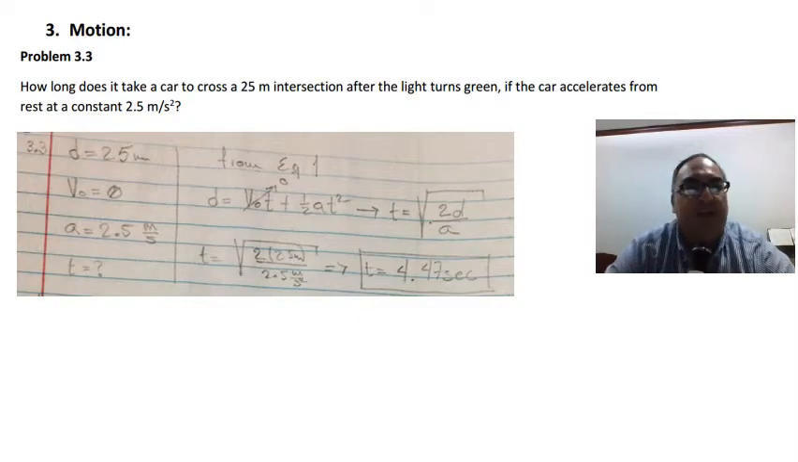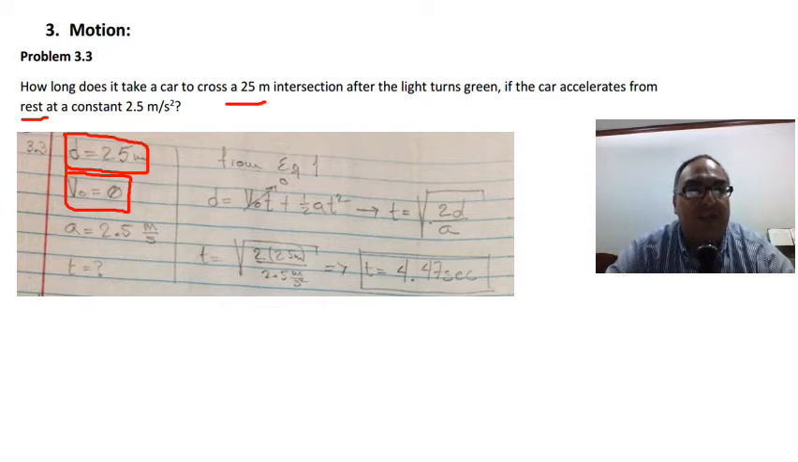There you go. Now, 3.3. How long does it take a car to cross 25 meters? Now it's different. We got distance. After the light turns green, the car accelerates from rest. So again, from rest, so V0 is 0. We have a d of 25 meters, and we have a constant acceleration. Get it? So the acceleration is basically 2.5 meters per second squared. They are asking us how much time it will take that car to cross that 25 meters with that acceleration.